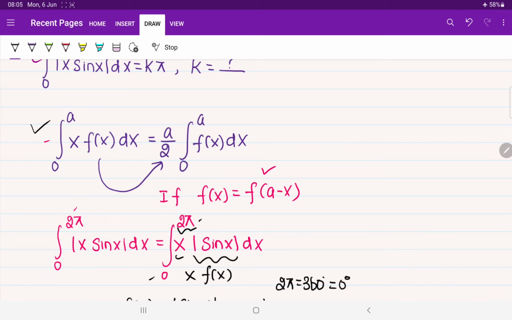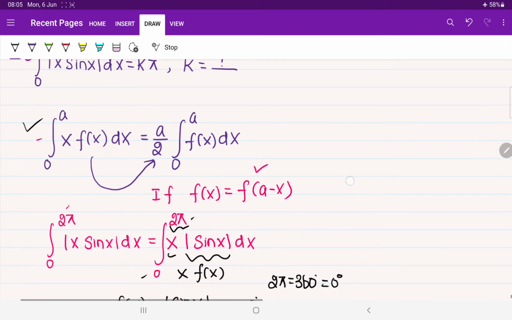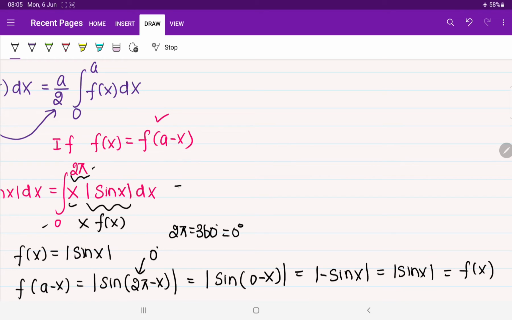Like 0 to a, x into f of x into dx can be replaced by a by 2. See there how I am writing. What is the value of a? a is 2 pi.